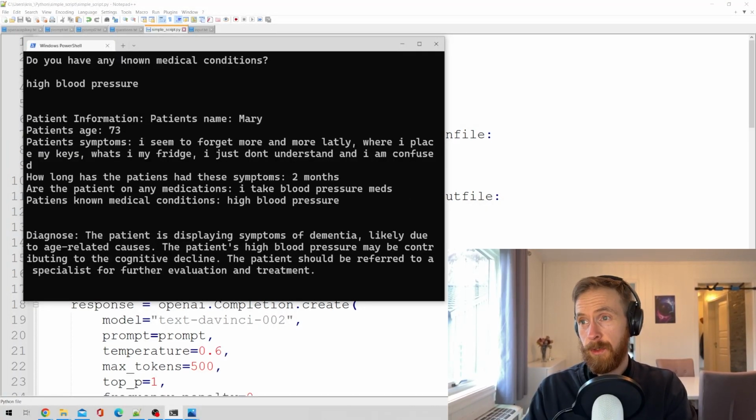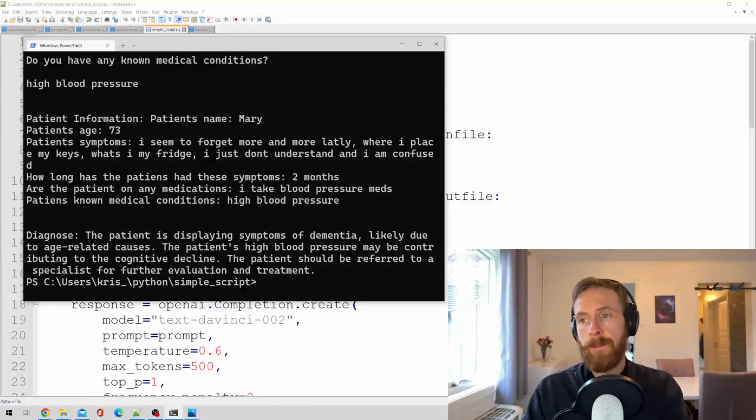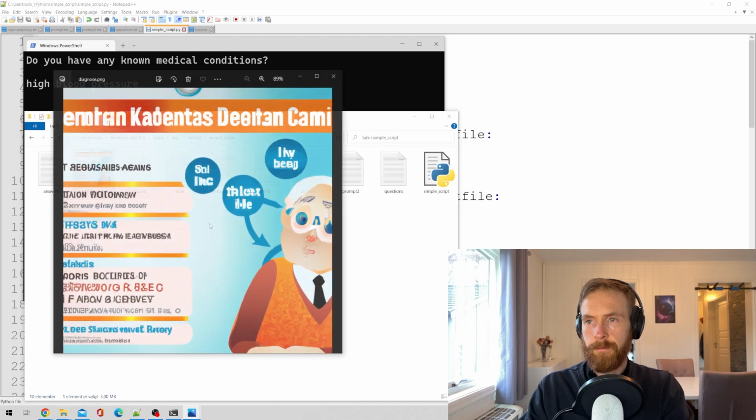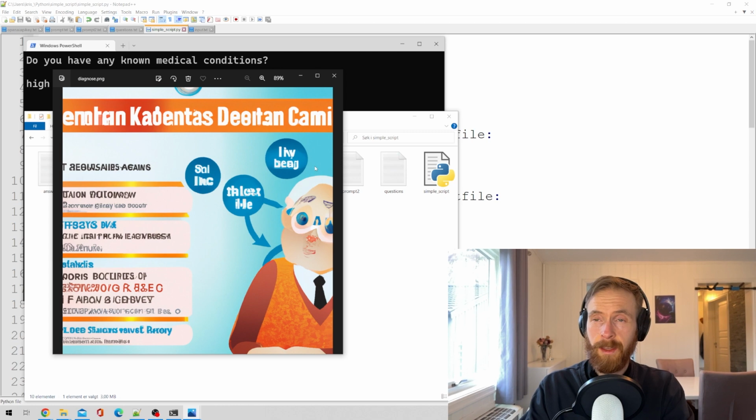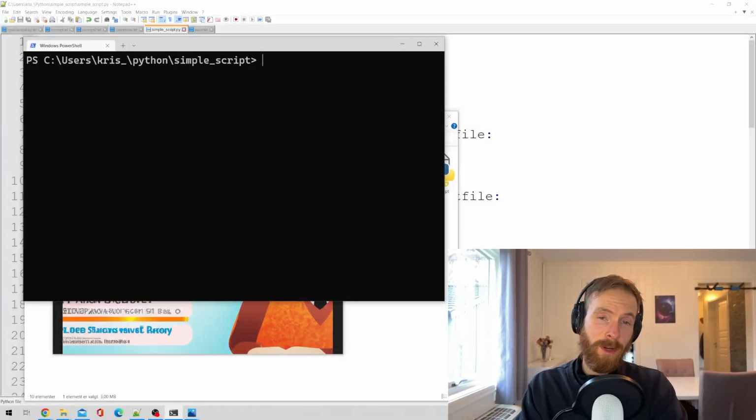The patient is displaying symptoms of dementia, likely due to age-related causes. The high blood pressure might contribute to the cognitive decline. The patient should be referred to a specialist for further evaluation and treatment. Yes, that was very good. Let's have a look at the image. Yeah, not bad. I hate dementia. Well, that was good. That was not bad. Yeah, impressive. Okay, so let's try another one.